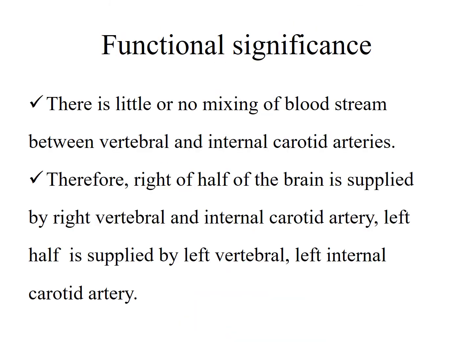So by formation of the circle of Willis, the entire brain is getting its arterial supply through its branches. Okay. So the functional significance, one peculiar feature is, though the vertebral system and the internal carotid system are communicated, their bloodstream is different. There is little or no mixing of bloodstream between the vertebral and the internal carotid arteries. Therefore, the right half of the brain is supplied by the right vertebral and the right internal carotid, whereas the left half is supplied by the left vertebral and the left internal carotid artery.